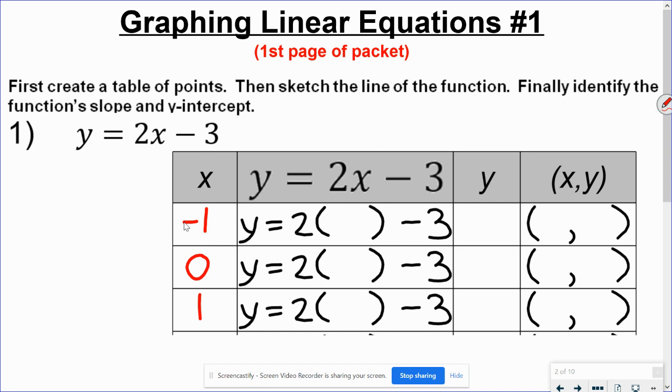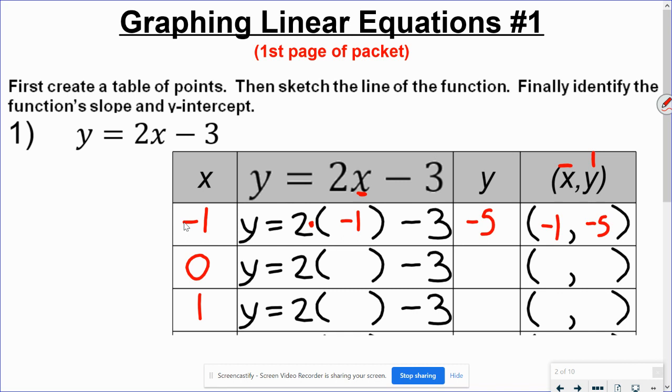Then what we do is we go back to our equation and we plug in for x the numbers that we chose. So I'm going to plug in negative 1. Remember, that's multiplication. So it's 2 times negative 1. Yep, negative 2 minus 3 becomes a negative 5. And that makes your ordered pair negative 1 and negative 5. Remember, x tells you which way to go, left or right, y tells you which way, up or down, in case you forget how to order.